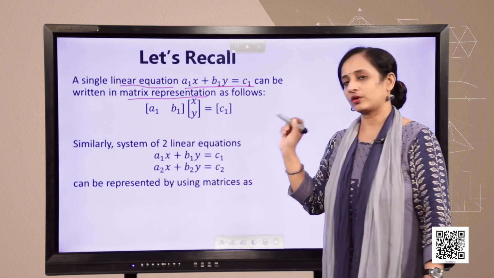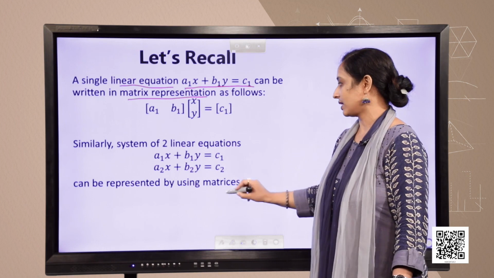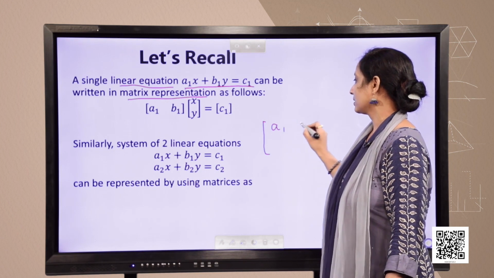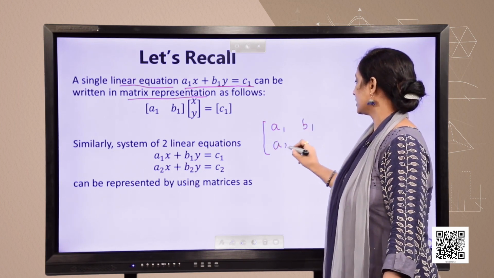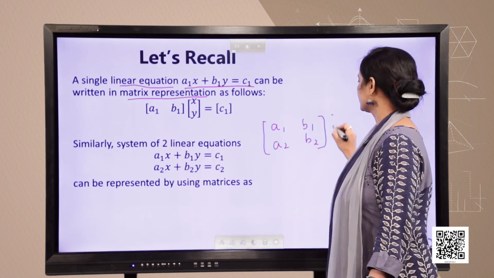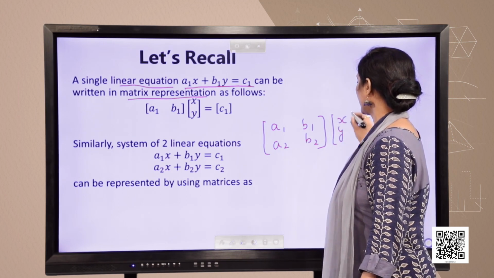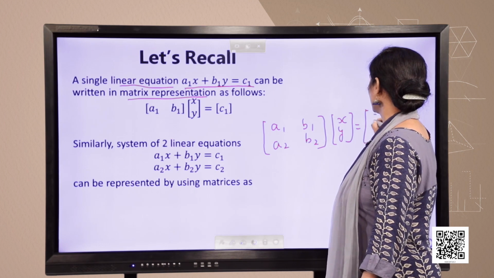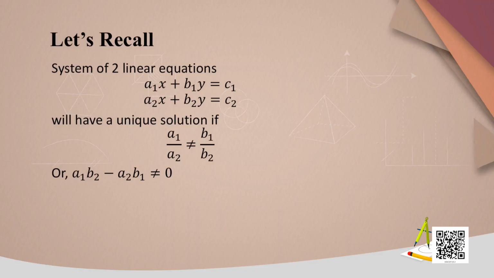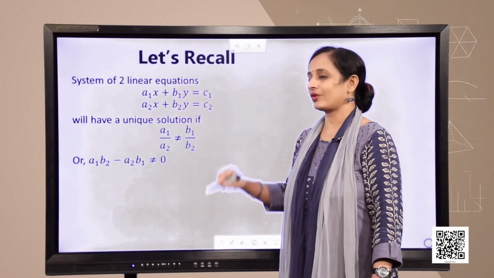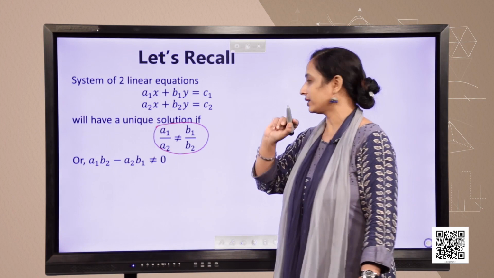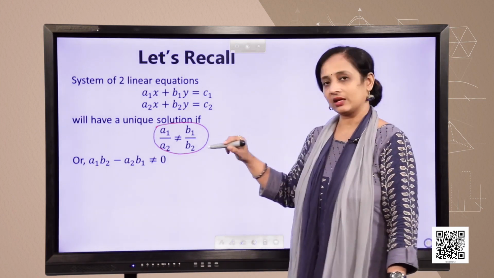Similarly, if we take a system of two equations, they can be represented by using matrices as a1, b1, a2, b2. This is the matrix of coefficients, into variables x, y, is equal to constants c1 and c2. So let's learn further. This system of linear equations will have a unique solution if a1 by a2 is not equal to b1 by b2. This you have done in class 10.